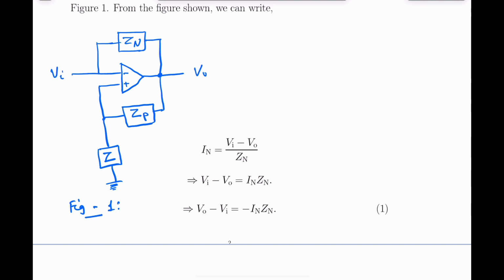I assume that the current flowing through Zn is In. So In will be equal to Vi minus V0 upon Zn. This is written here. In is Vi minus V0 upon Zn. Or we can write Vi minus V0 is In into Zn. Or we can also write it as V0 minus Vi is minus In into Zn.